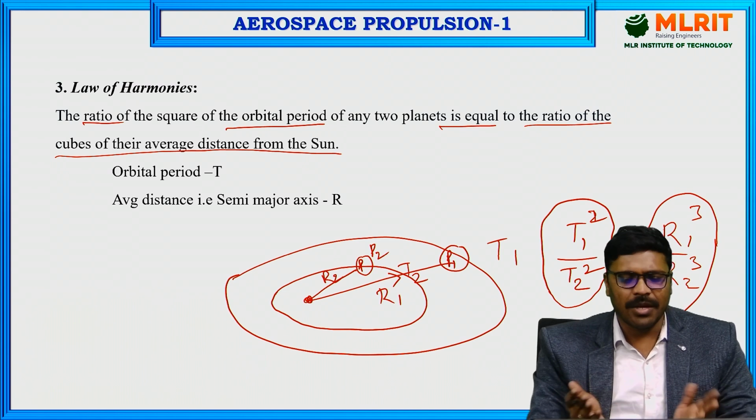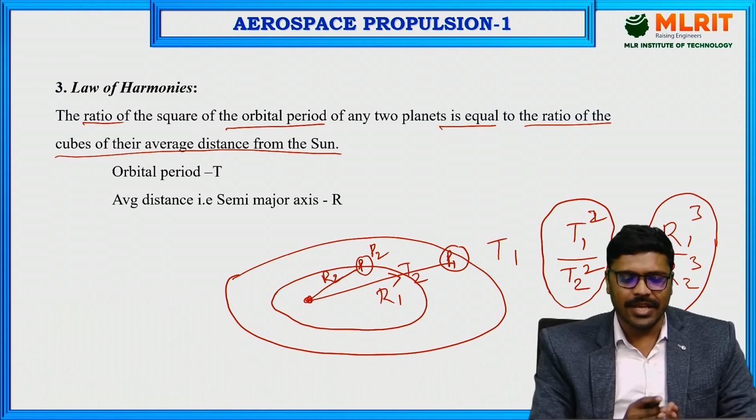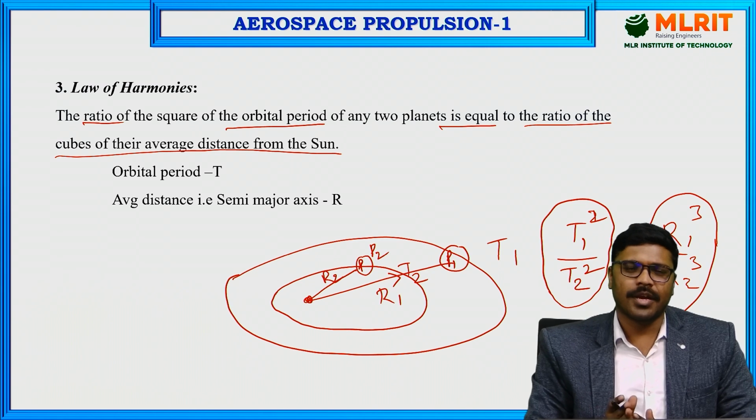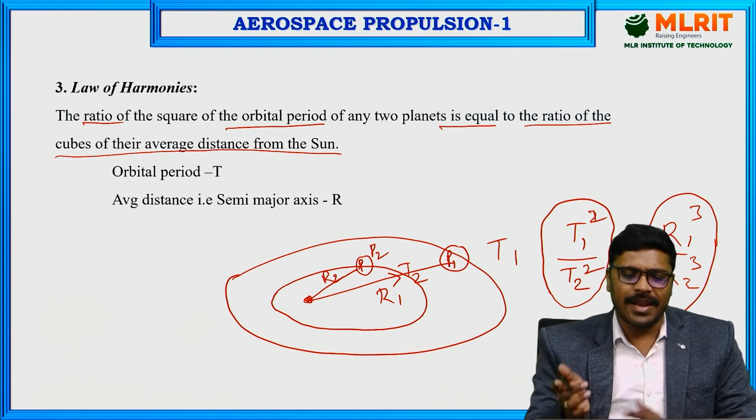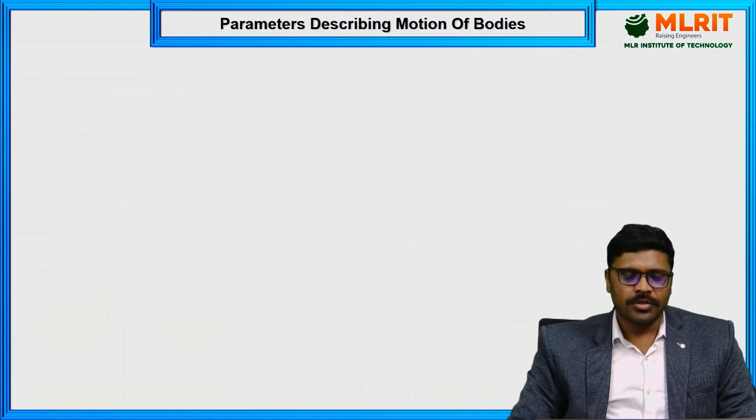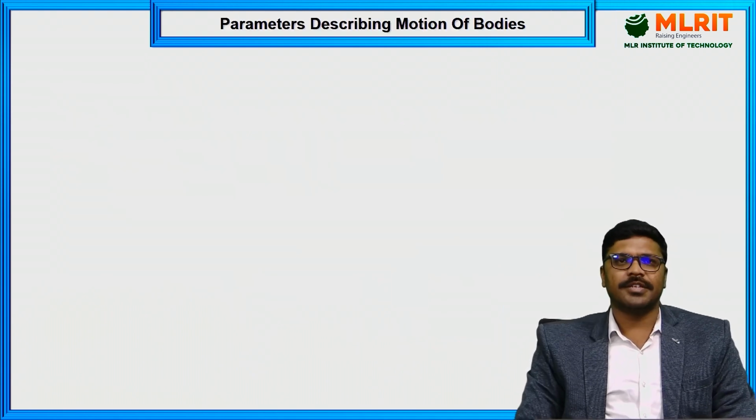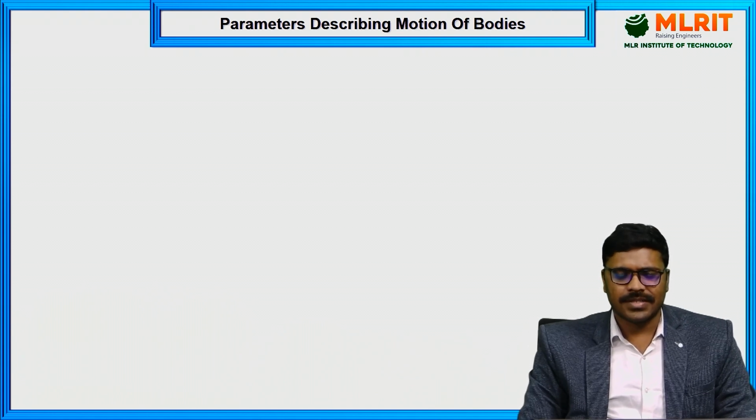So this is applicable for any planet. Here you can imagine the planets Earth and Mars, or Mars and Jupiter. You can imagine any planets in the place of P1 and P2, and this law is applicable. So the next topic is parameters describing the motion of bodies.